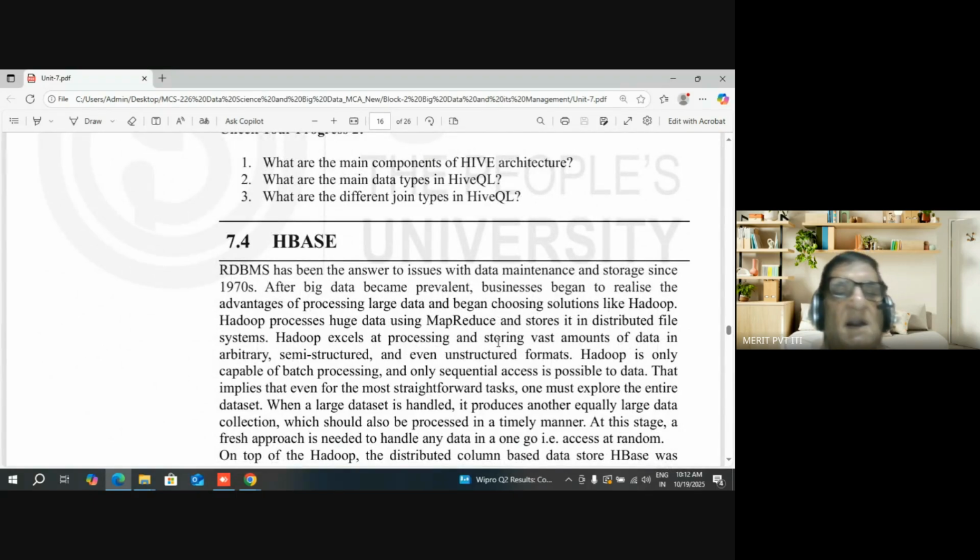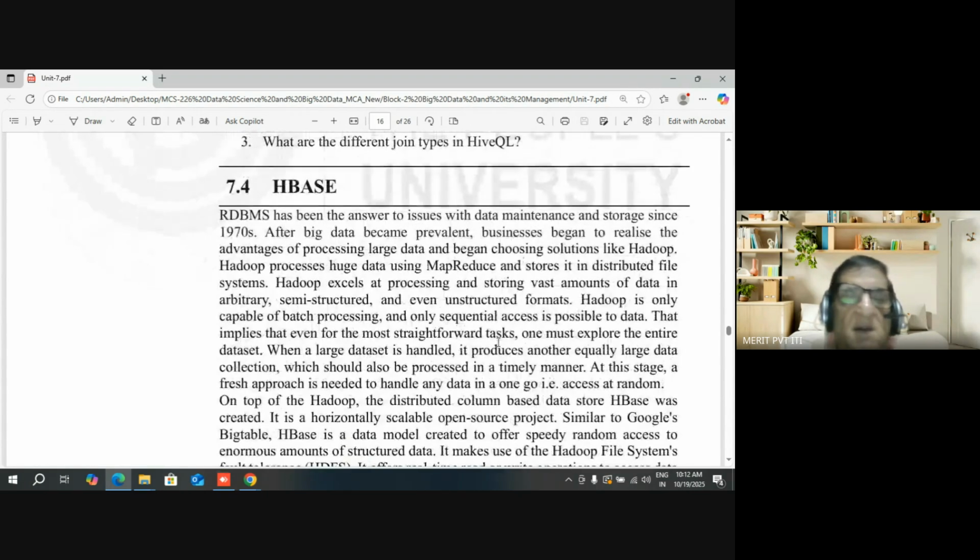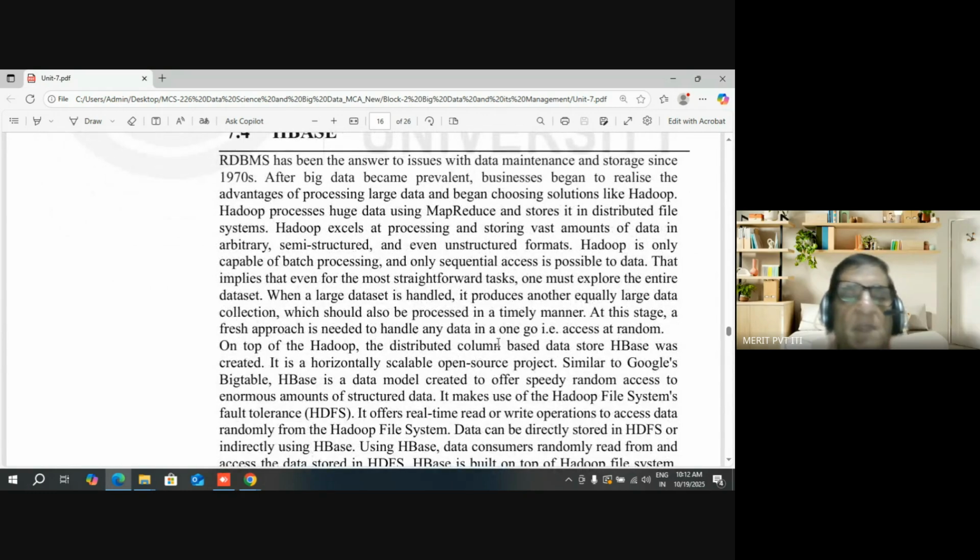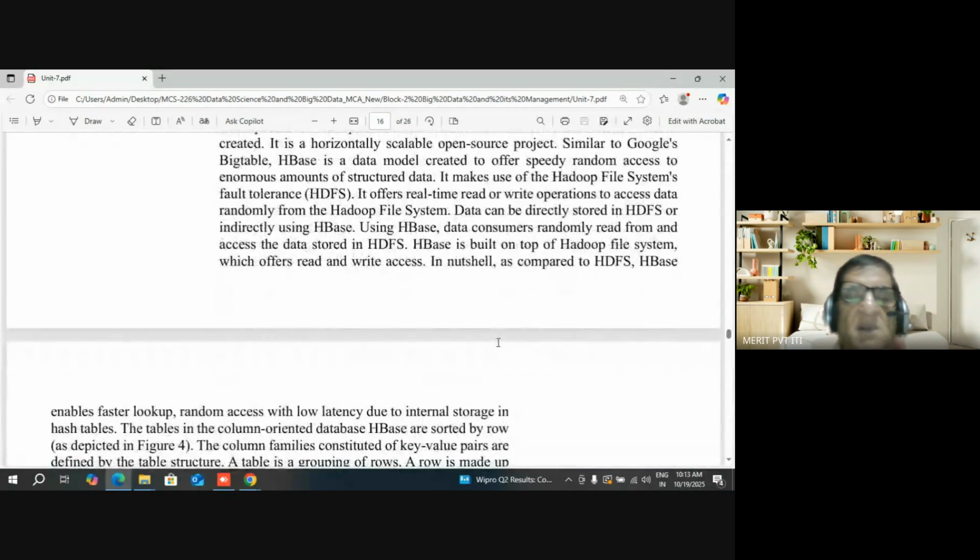अब HBase पर आ गया. HBase has been the answer to issues with data maintenance and this. After big data became prevalent, business began to realize Hadoop this. तो इसलिए Hadoop base का बना दिया data. So that's what H stands for Hadoop, and that base बना दिया. So similar to Google's Bigtable, HBase is a data model created to offer speedy random access to enormous amounts of structured data. It makes use of Hadoop file system, fault tolerance, HDFS means Hadoop file system, so data file system. So that's the type of thing which happens.